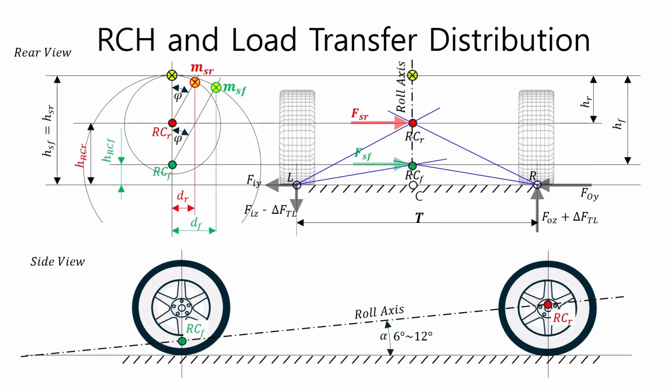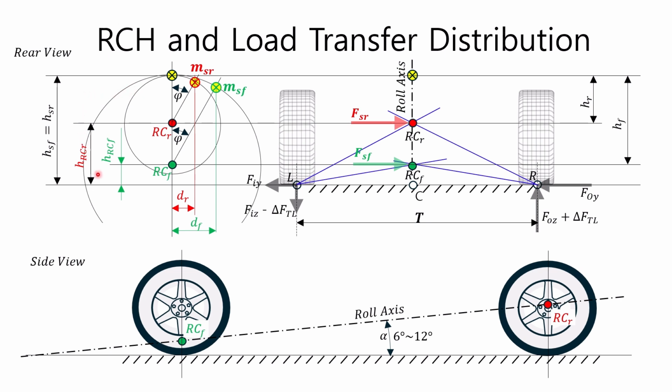This figure shows the front and rear roll center heights together to explain the relationship between roll center height and load transfer distribution. For ease of explanation, the roll center is assumed to be located on the central longitudinal plane. Assuming the front and rear sprung mass centers are equal, we will explain the movements of the sprung mass centers due to roll motion. First, let's explain the figures.